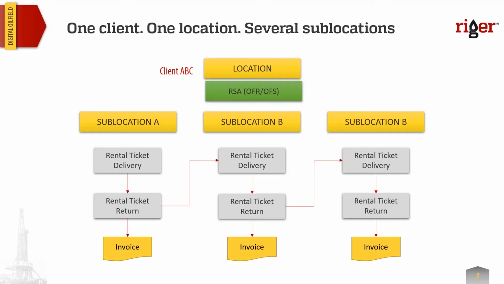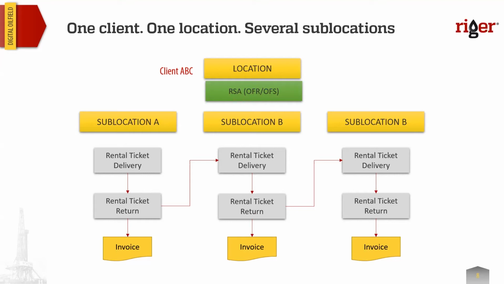So in this scenario, we have one bigger location, we set up a rental service agreement, and now we start allocating equipment to different sub-locations. Say our asset has worked at sub-location A for 2 hours, then we move this equipment to sub-location B for another 2 hours, and then to sub-location C, sorry for the typo here, for another 3 hours on the same day.